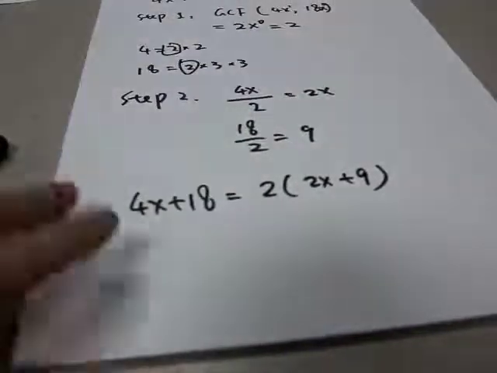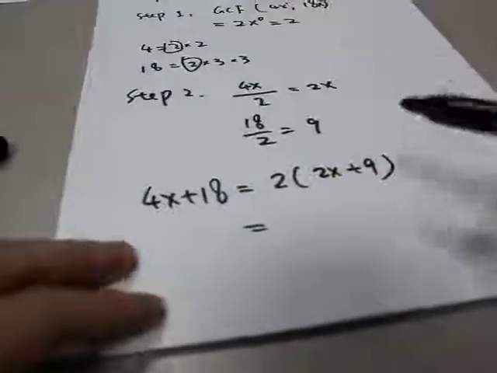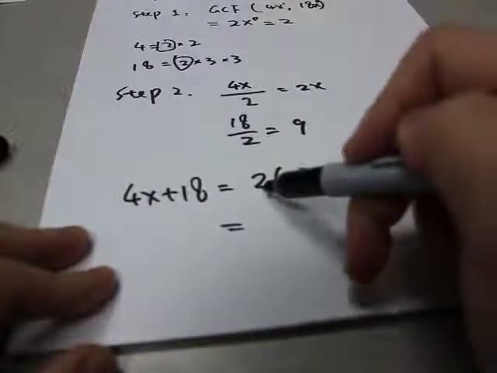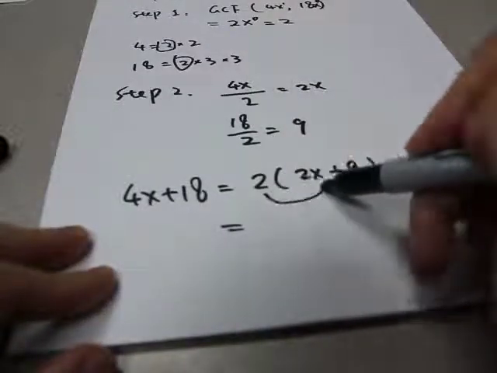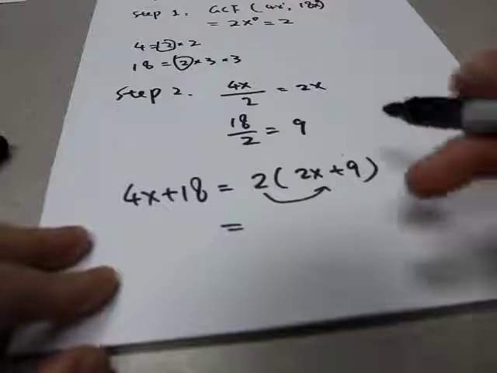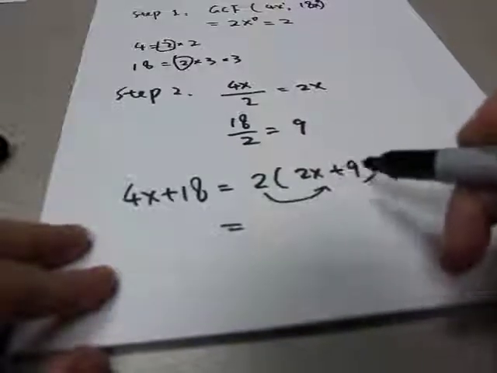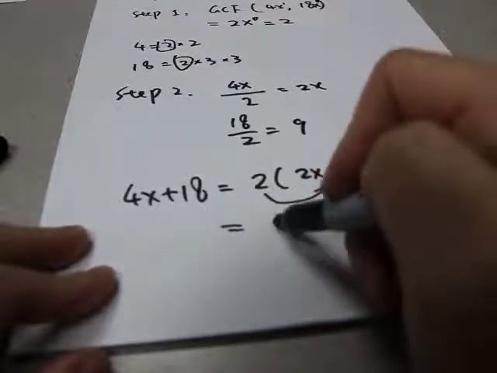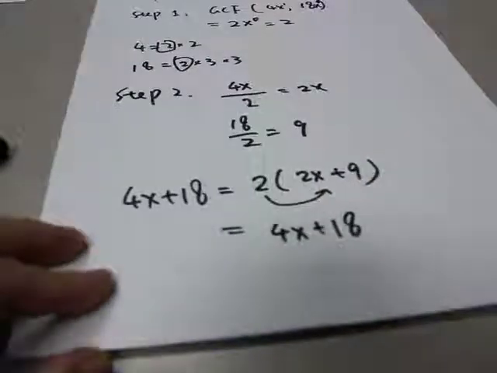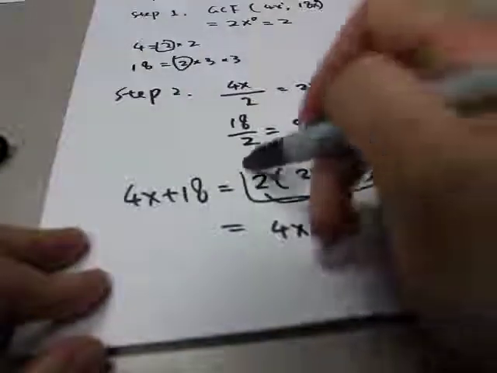And you can verify your result. So how do you verify your result? You multiply 2x plus 9 by 2. So you distribute 2 into 2x plus 9. Now you have 4x plus 18. So that's why the answer is correct.